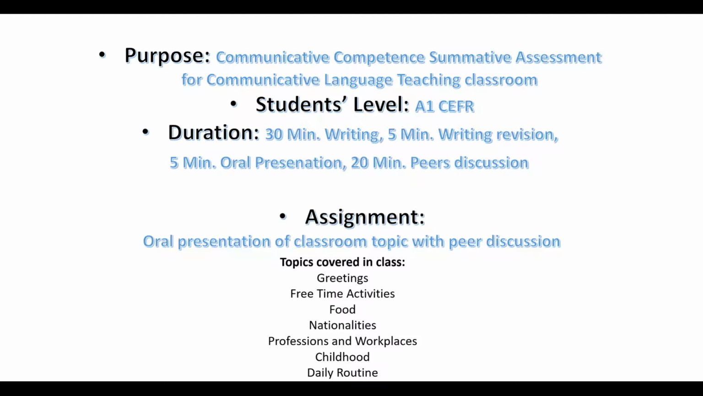In my particular case, the students are A1 Common European Framework Reference Level students. They were given about 30 minutes of writing preparation time, and it ended up being a 10 minute revision because they were stuck on how to correctly phrase a meeting time and date. That was followed by a 5 minute oral presentation, and the peer discussion ended up being only about 5 or 10 minutes.